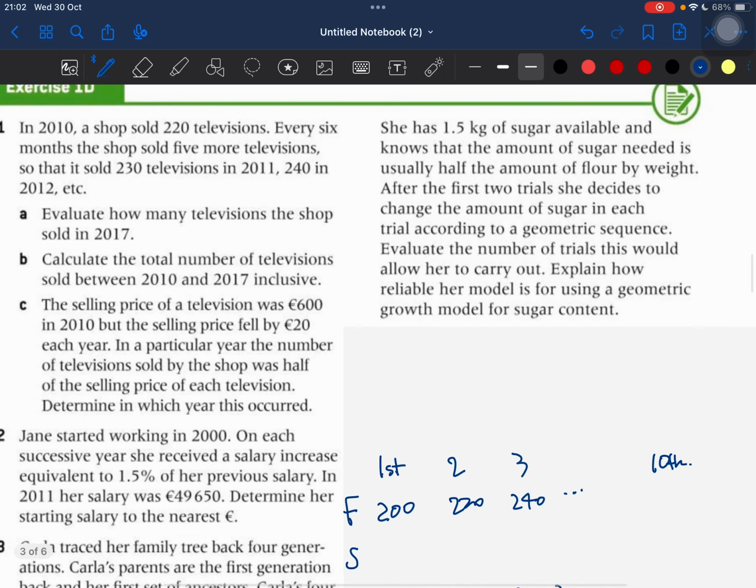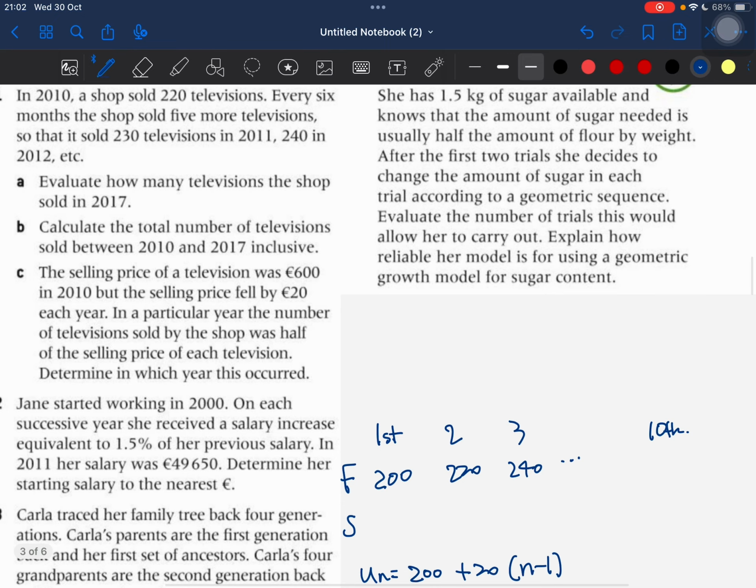Okay, she has 1.5 kilograms of sugar available and knows that the amount of sugar needed is usually half of the amount of flour by weight. So let's say 100 after the first two trials, so this one is like half of the flour. She decided to change the amount of sugar in each trial according to a geometric sequence. Find the number of trials she would be allowed to carry out.